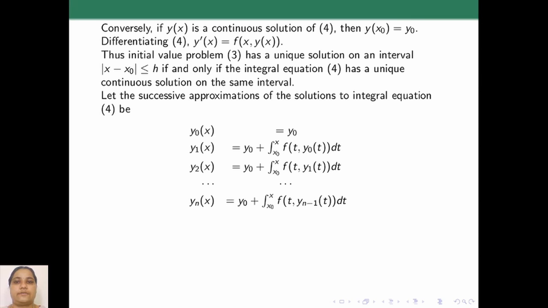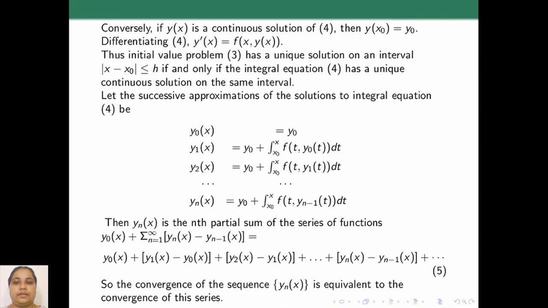Let the successive approximations of the solutions to the integral equation 4 be given by y0(x) = y0, y1(x) = y0 + integral from x0 to x of f(t, y0(t)) dt, y2(x) = y0 + integral from x0 to x of f(t, y1(t)) dt, etc., yn(x) = y0 + integral from x0 to x of f(t, yn-1(t)) dt.